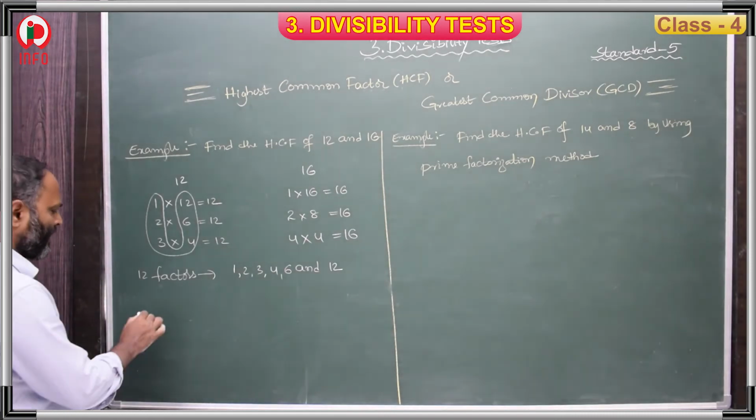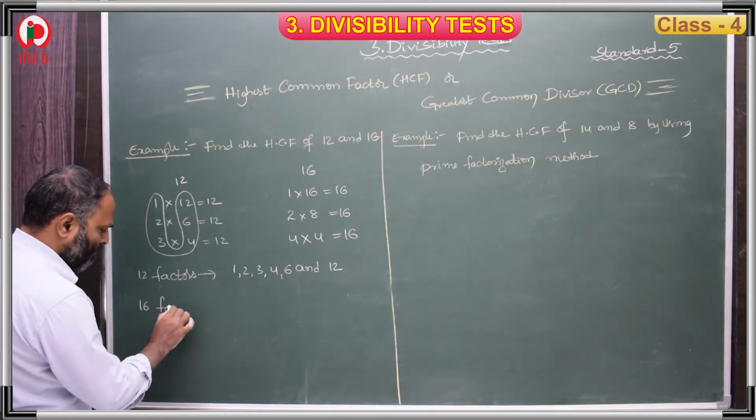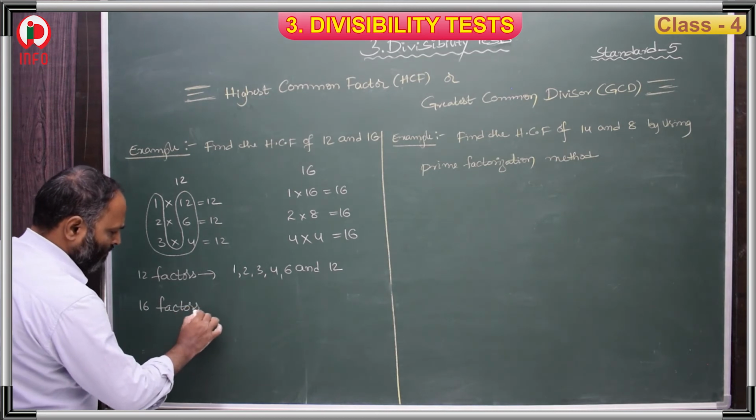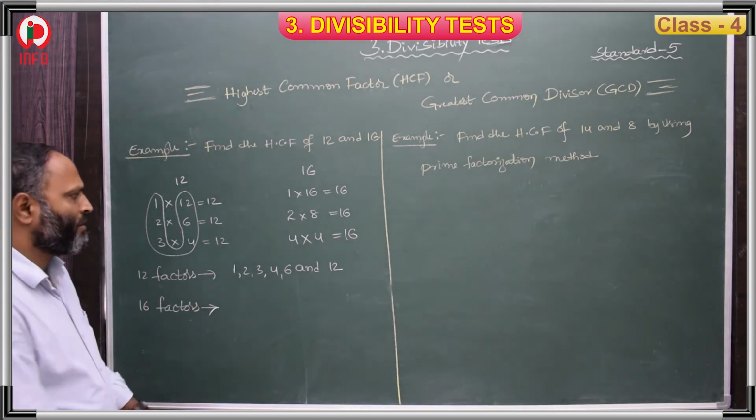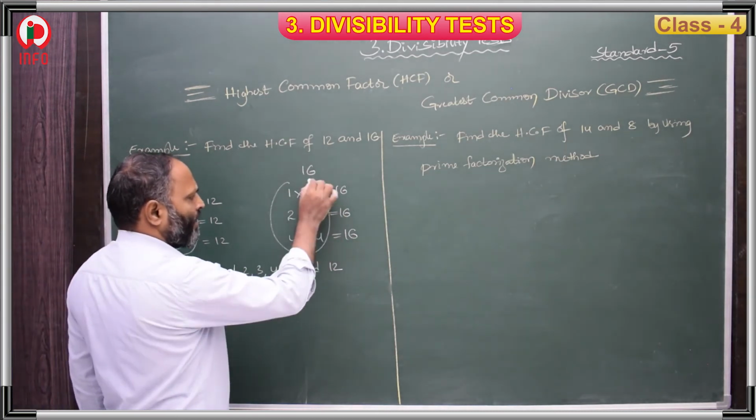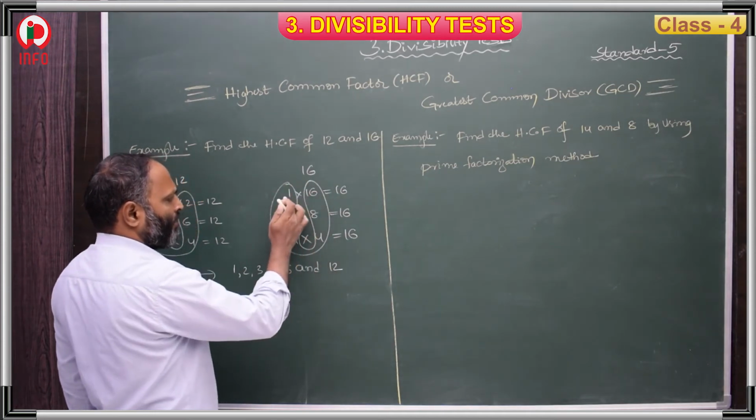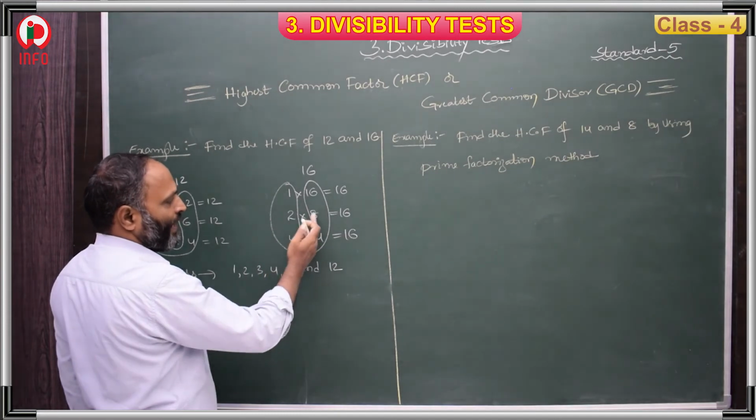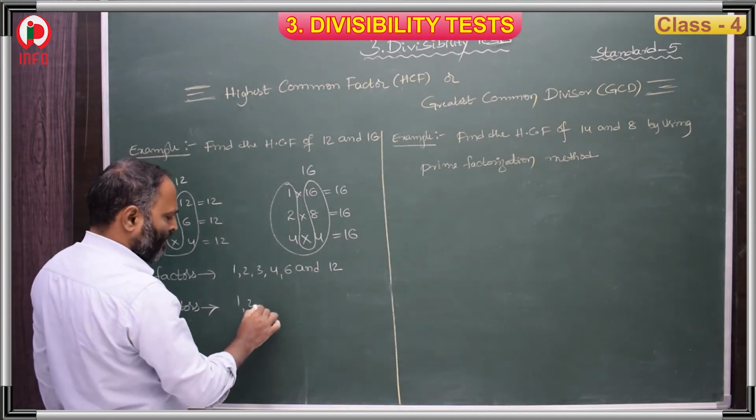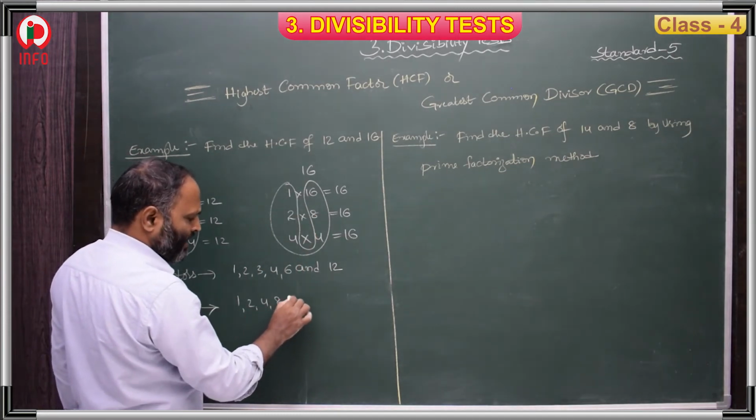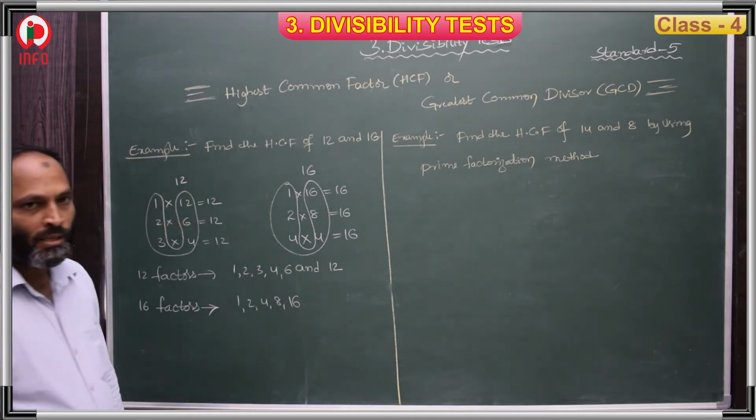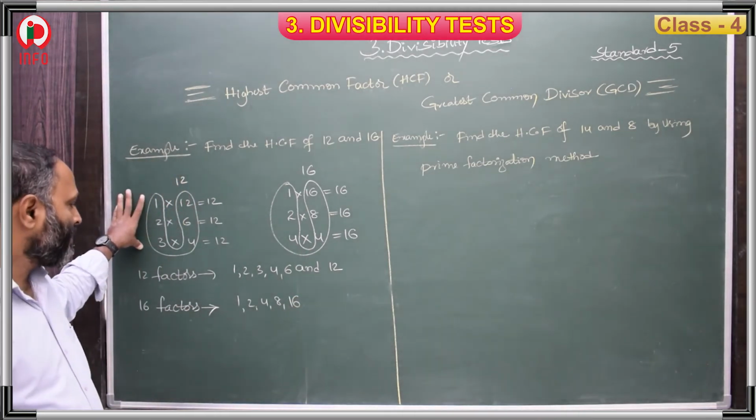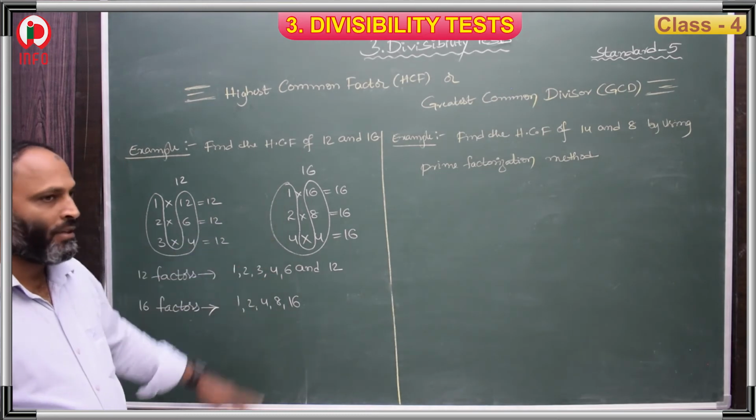Next, the factors of 16. Here also we have to take in U shape: 1, 2, 4, 4 again, don't take. 1, 2, 4, 8, 16. First you take the factors of 12, then after you take the factors of 16.